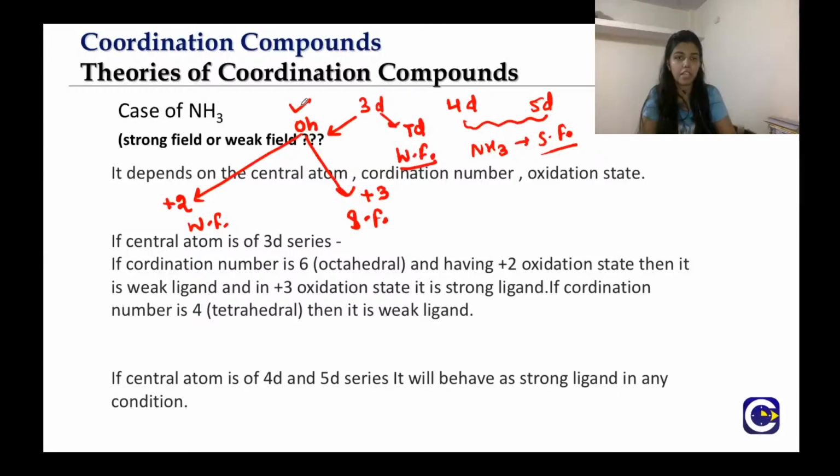Ammonia is a special case, and one special case I have already told you, that is water with cobalt 3 plus will behave as a strong field ligand, and in rest of the cases it behaves as a weak field ligand. Is this clear to all?